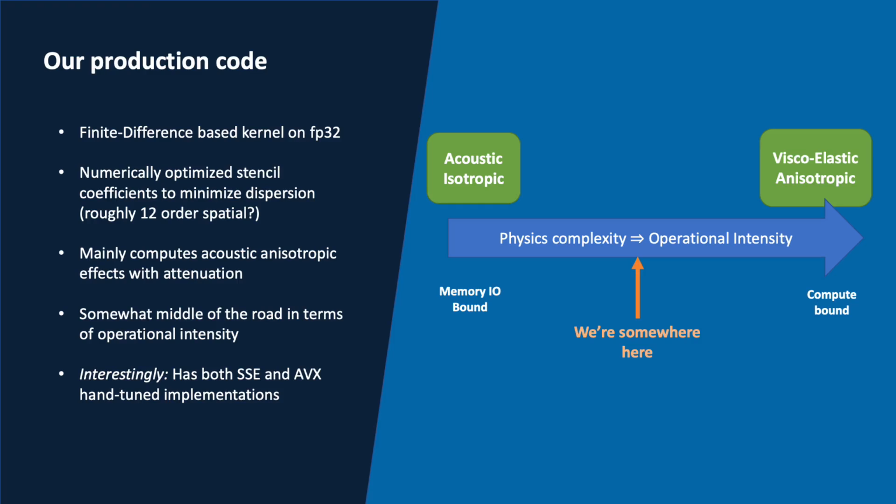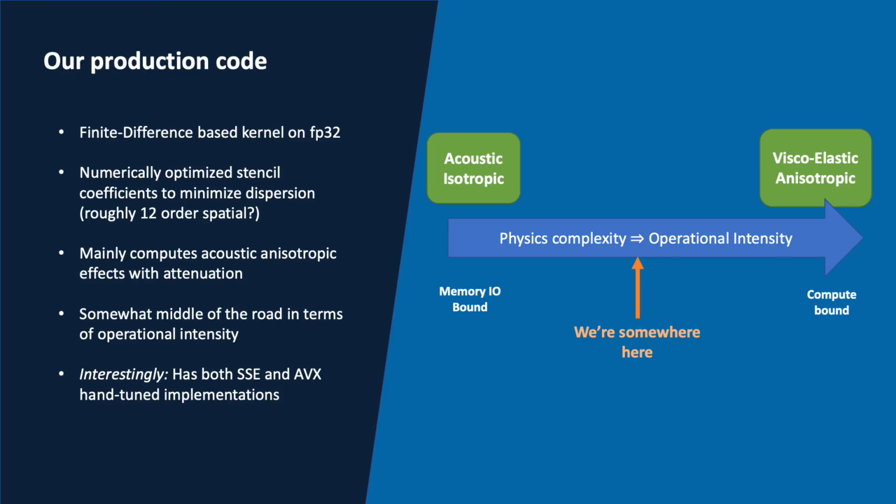And it mainly computes acoustic and anisotropic effects. That's chosen as a trade-off from what we need to actually accurately simulate in physics. Sometimes we need more complicated physics, so our code will have to change a bit. But most of the time, we're halfway in this regime. Of course, physical complexity often maps to operational intensity when you're doing physical simulations. So in our case, we're mostly sitting somewhere in the middle in terms of operational intensity. We're neither too memory bound nor too compute bound. We're somewhere in the middle.